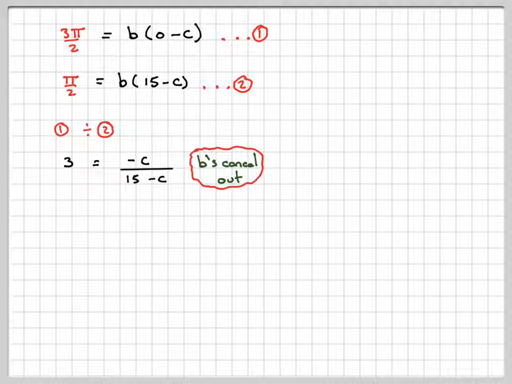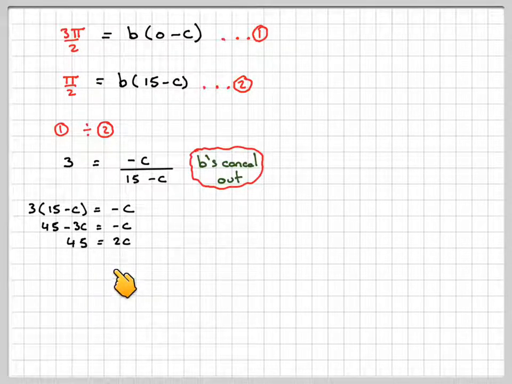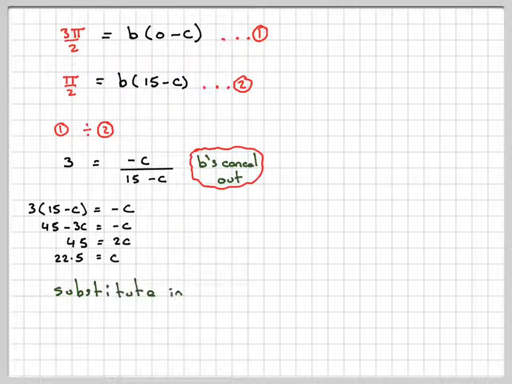Right, we now solve that. So we get 3 brackets 15 minus C is equal to minus C. Expanding the bracket, 45 minus 3C is equal to minus C. 45 is equal to 2C, and therefore C is 22.5. We'll substitute that back into one of the two. Let's just substitute it back into 1.